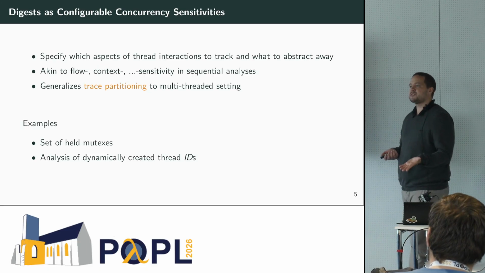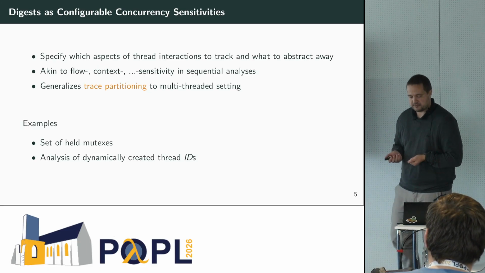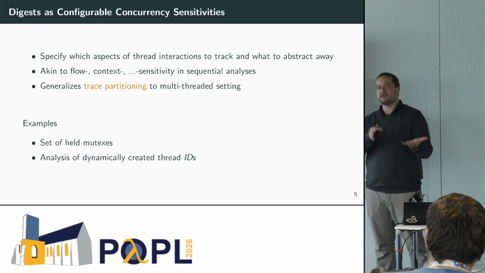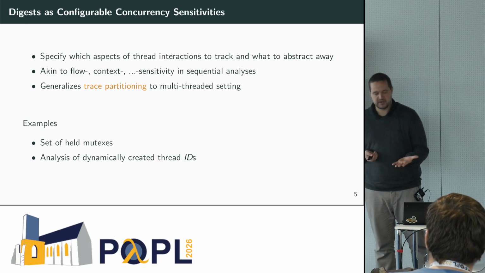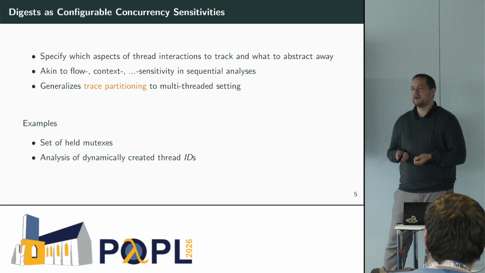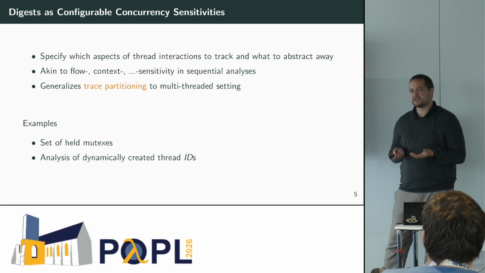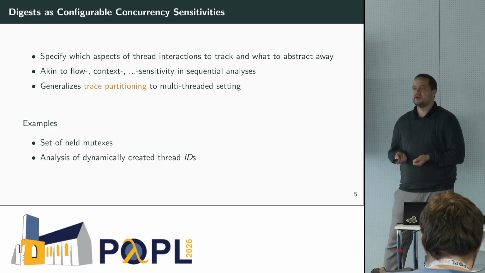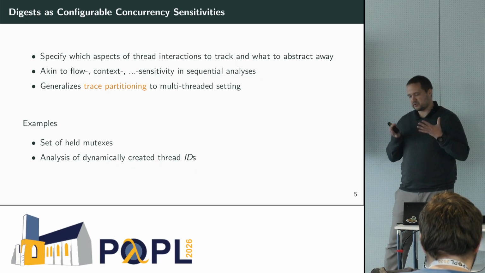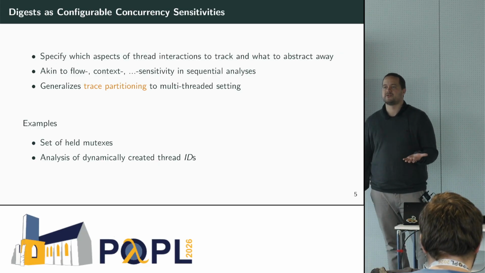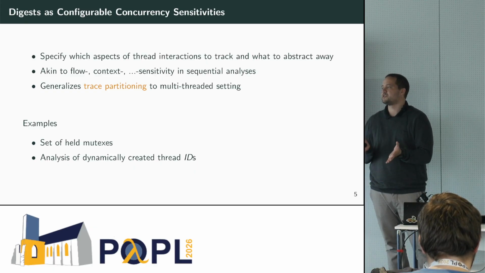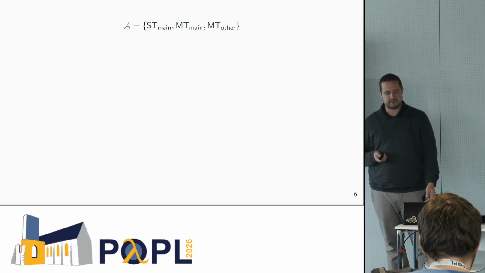What are examples of such digests? Examples are computing the set of held mutexes, where at every program point you track which mutexes you have. Another example would be an analysis of dynamically created thread IDs, where you try to compute thread IDs and maybe also try to determine which threads are unique, so which types of threads are in the system where you only have one instance of them.